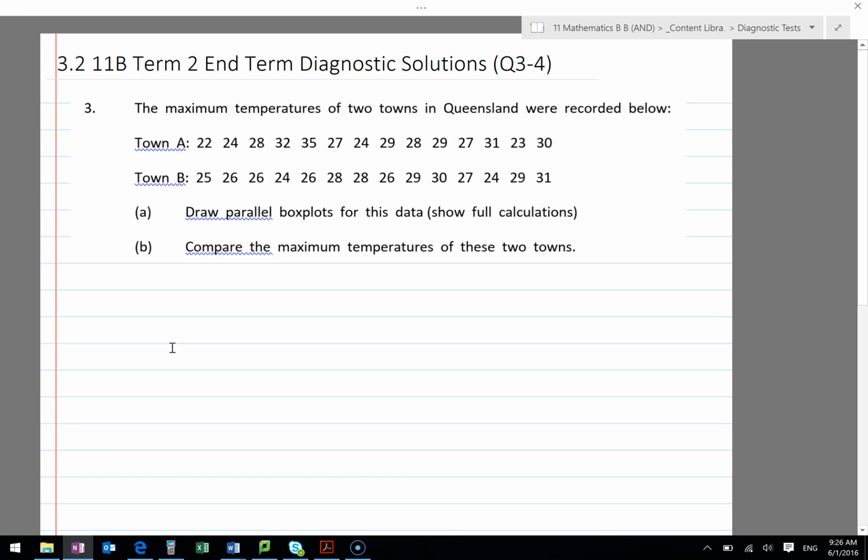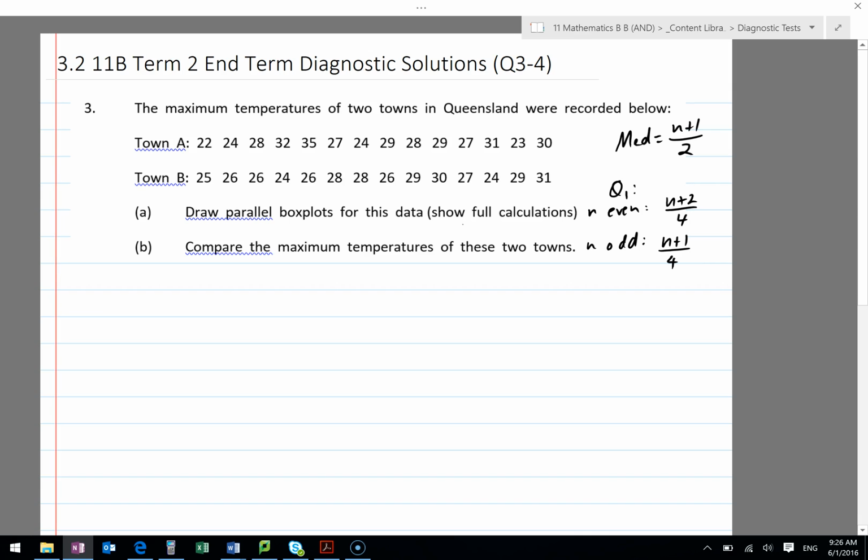Okay, question 3. Maximum temperatures of 2 towns are shown. Need to draw parallel box plots for the data. Okay, just remember our rules. The median is n plus 1 on 2. And to find Q1, if there's an even number of scores, it's at n plus 2 on 4. If there's an odd number of scores, n plus 1 on 4.